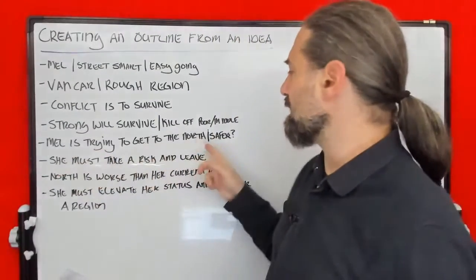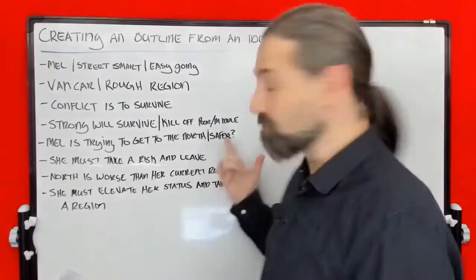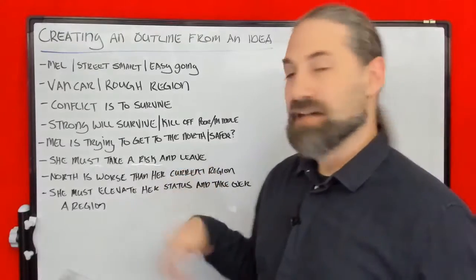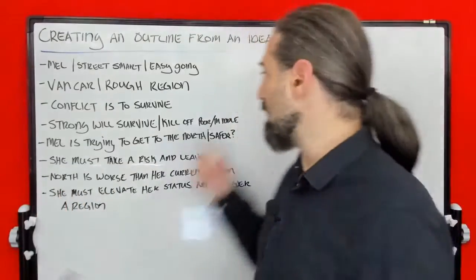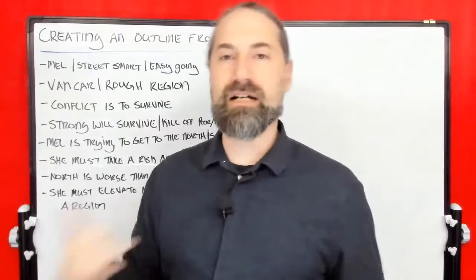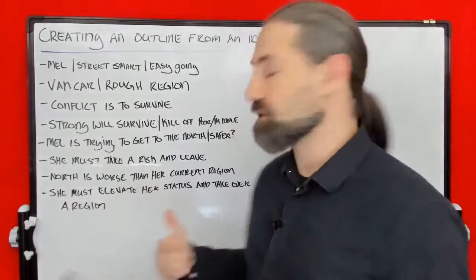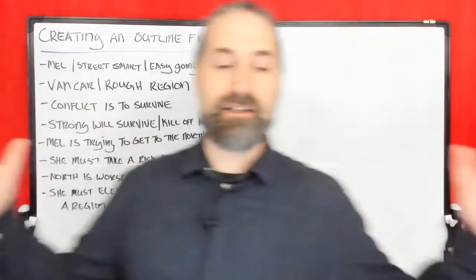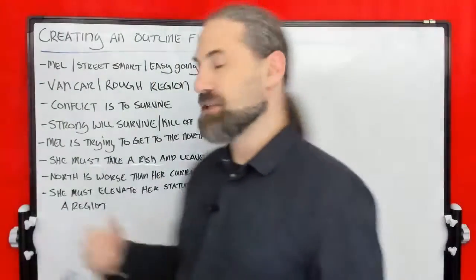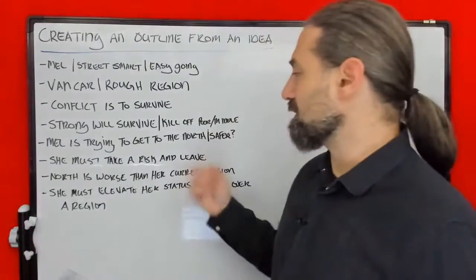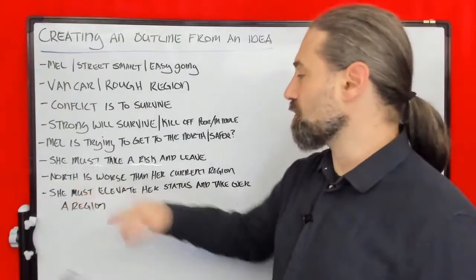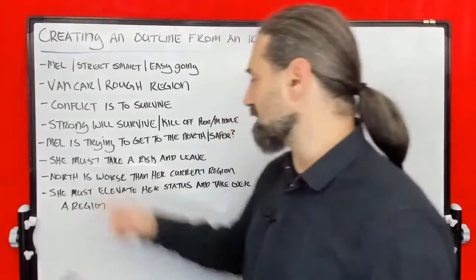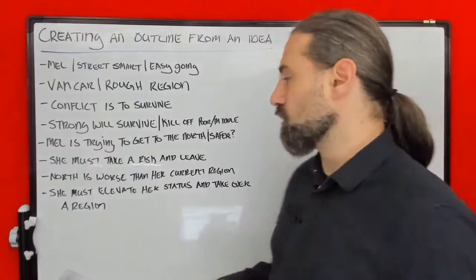So Mel is trying to get to the north where it could be safer, question mark. Is it safe? Is it not safe? She must take a risk and leave. So it's dangerous to go around this region. Just to survive, you've got to hide. Can you trust people, etc., etc. And she has to leave to get to a better place because there's a rumor going around that it potentially is a better, safer place. But what ends up happening is the north is worse than her current region. So she decides that she must elevate her status and take over a region.